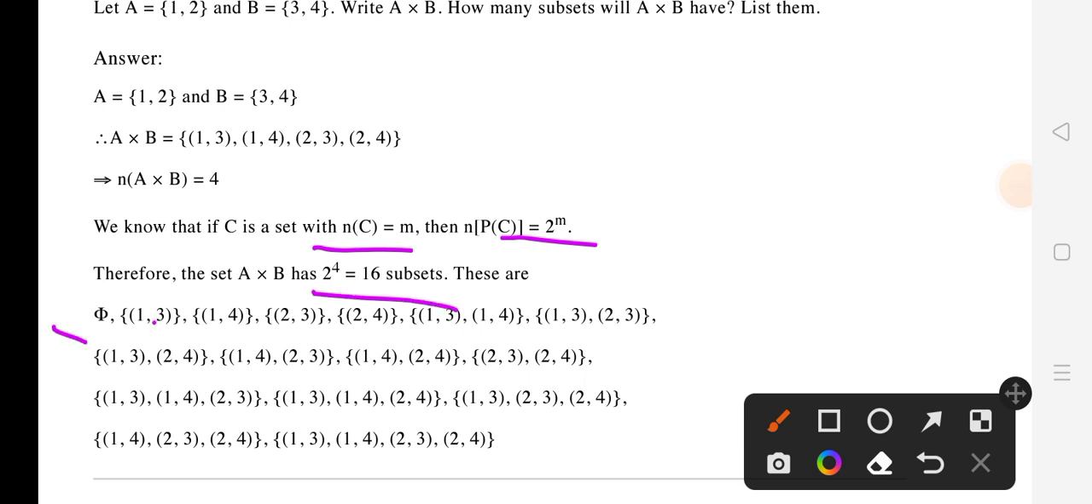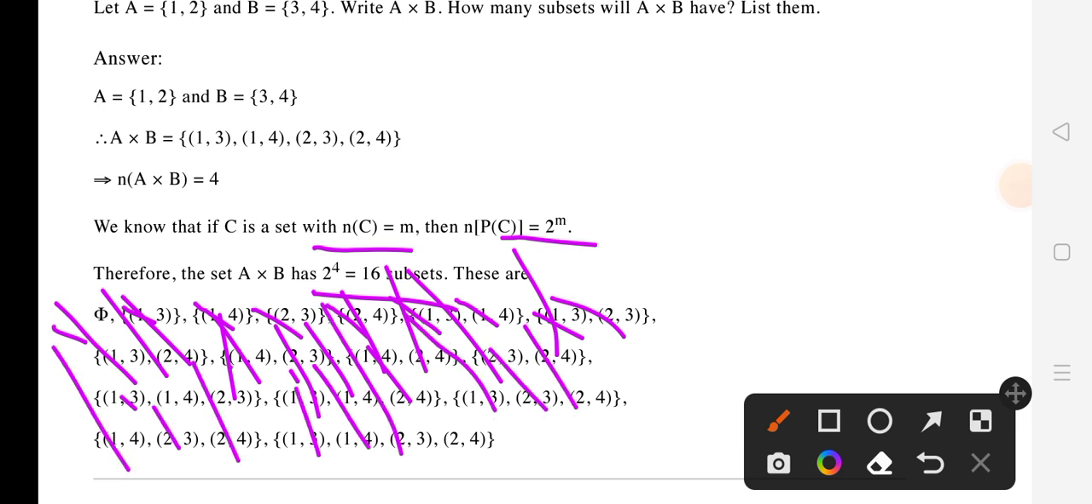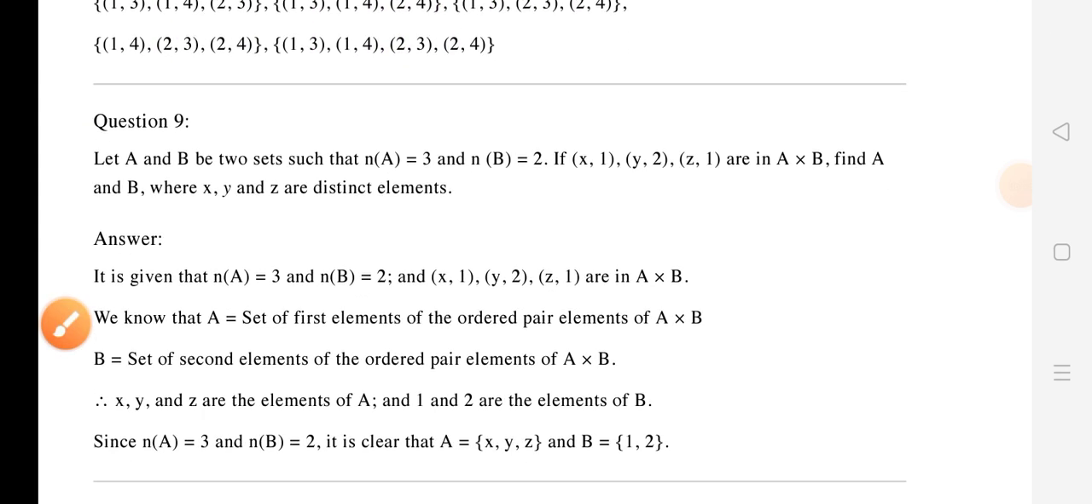These are the subsets, formed from the elements (1,3), (1,4), (2,3), (2,4) in all their possible combinations. So these are all the possible subsets.